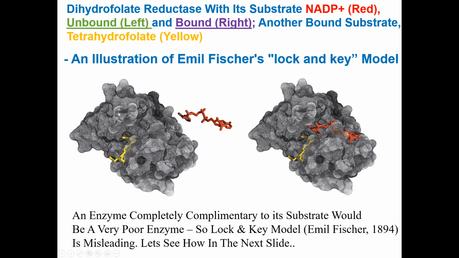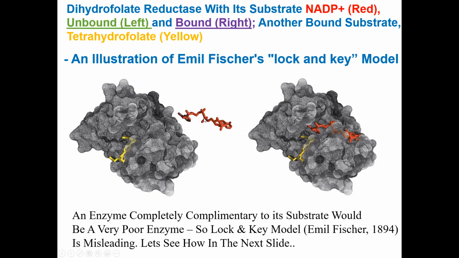But if you look at this enzyme on the left-hand side, clearly you will see the enzyme contour. They're showing the surface of the enzyme, right? And the two substrates are shown here, one in red and one in yellow. This enzyme uses two substrates, okay? So one substrate, in yellow, is tetrahydrofolate, and the other substrate is NADP+.